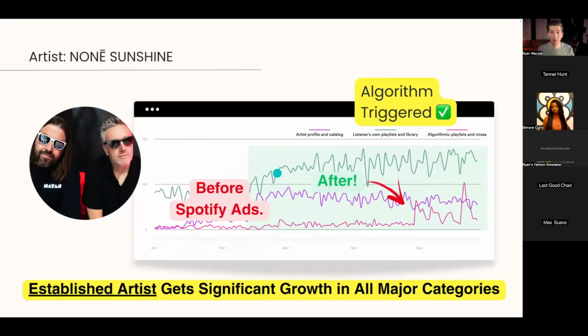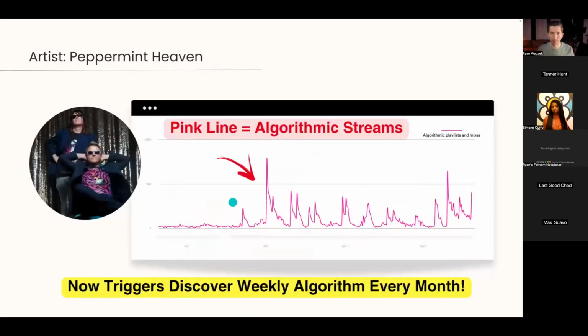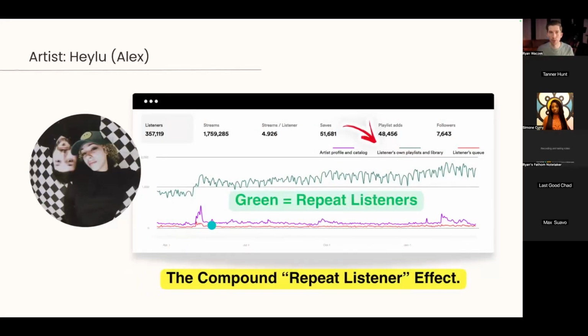And not only that, but this green line right here, this is returning listeners, and they basically doubled their returning listeners. Same thing with this artist Chris. This green line, right? The repeat listeners. Just look at how many people are coming back and listening to his music again after starting the strategy. Here's another client. This is all just algorithmic stream spikes. We filtered out everything else just to show how often Spotify was giving them free streams. Here's another one. The free streams are in there still, but man, what a huge repeat listener base from Alex here.